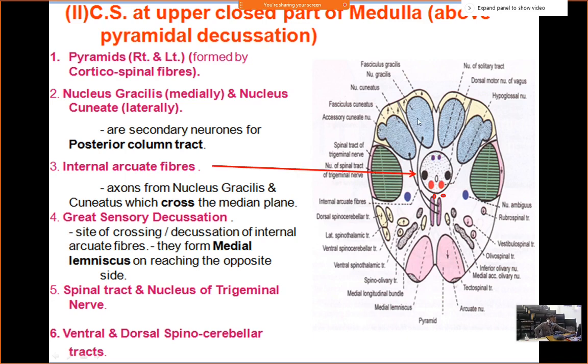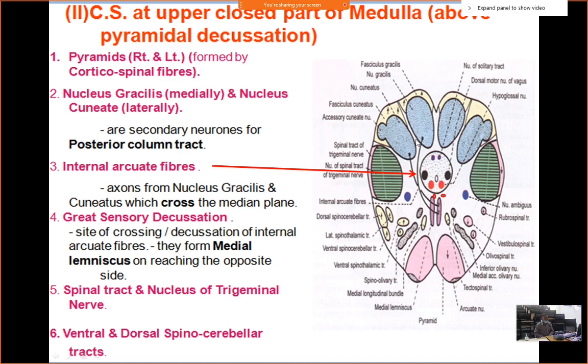Then what will happen? From this gracile tubercle, cuneate tubercle, these are sensory fibers. These sensory fibers will cross from the left side to the right side, crossing the midline. Suppose this is the left side. From the left side it will cross the midline, and these fibers now lie ventral to the central gray matter. These fibers get crossed. These fibers are known as arcuate fibers, internal arcuate fibers.